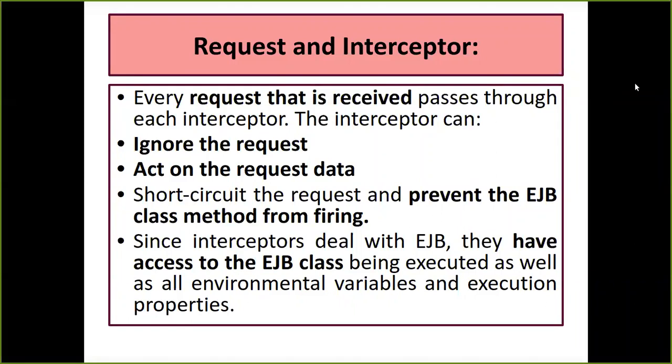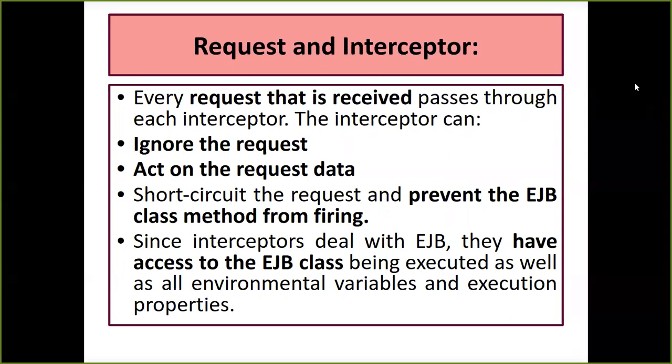It can also act on the request. That means maybe there is a valid parameter which the client has sent. So there is an option that it is going to act on it, and it is going to forward it to the methods where it can invoke and process the request. It can also prevent the EJB class's method from firing.